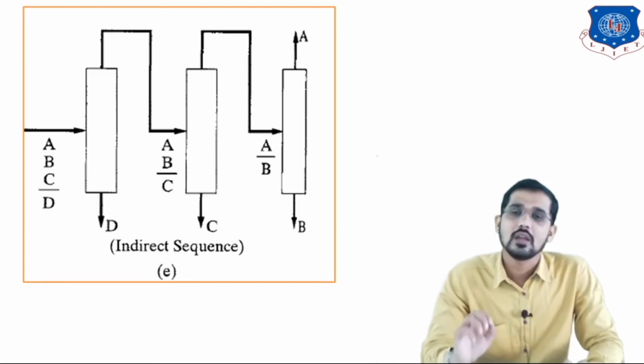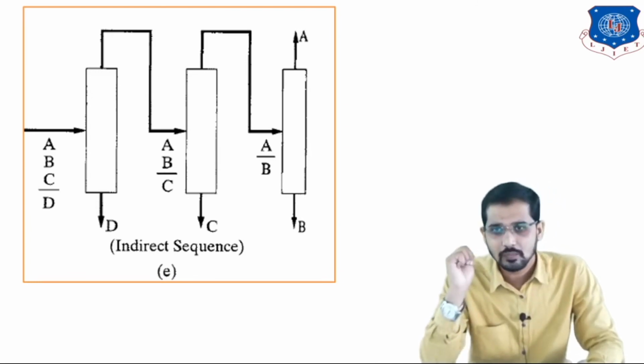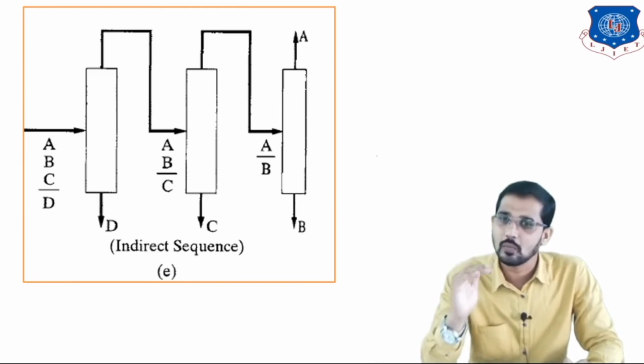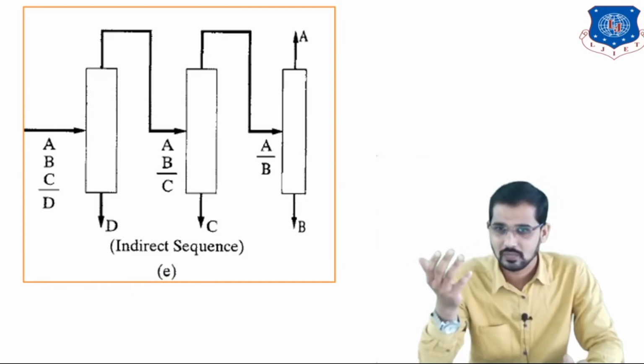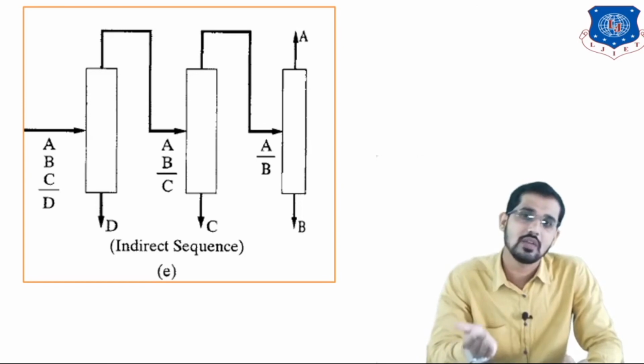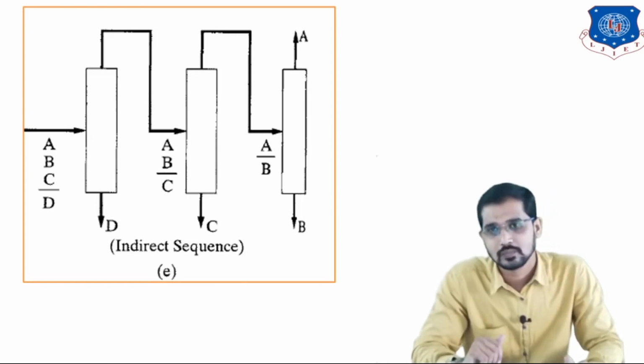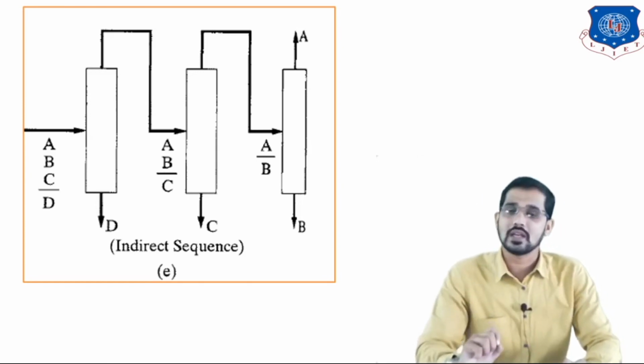So you can see here we have a 4-component mixture A, B, C, D. Here we are separating component D, followed by component C. After that we are separating A and B. Means here A and B, the most volatile components, which require minimum temperature, we are separating in the last column. Okay, so this is nothing but the indirect sequence.